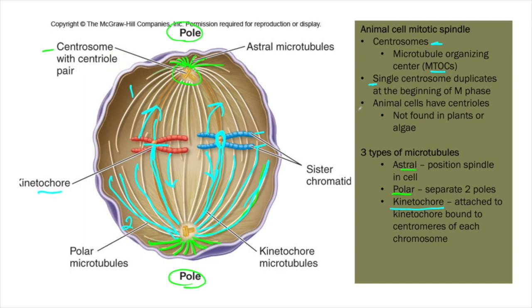to replicate very rapidly. Another important distinction here is that animal cells have centrioles, but plant cells do not. Plant cells do not have centrosomes. They use their cell wall and other mechanisms for cellular division. And then, of course, to review, our 3 types of microtubules are the astral, the polar, and the kinetochore.